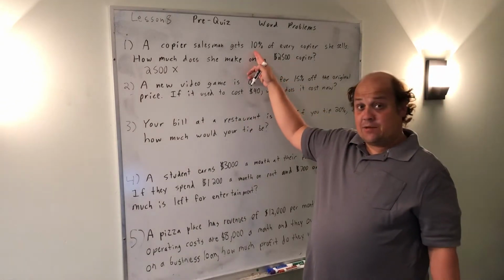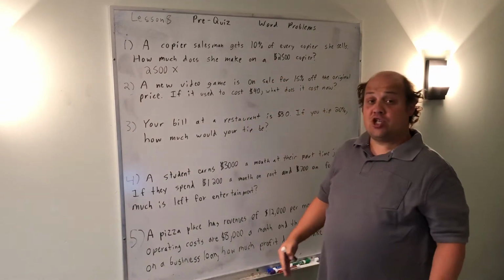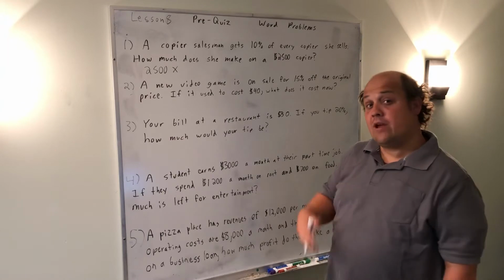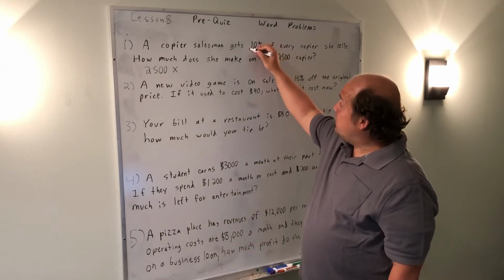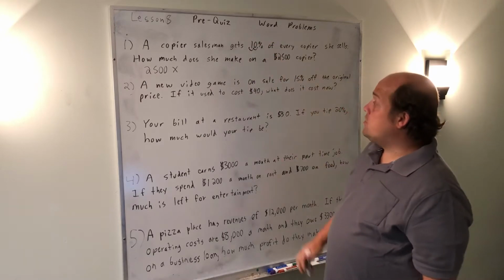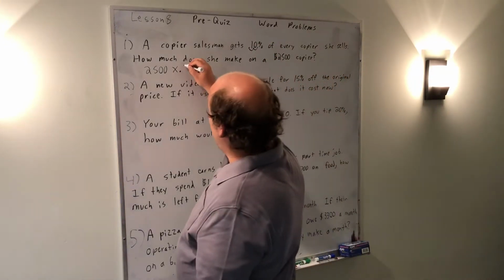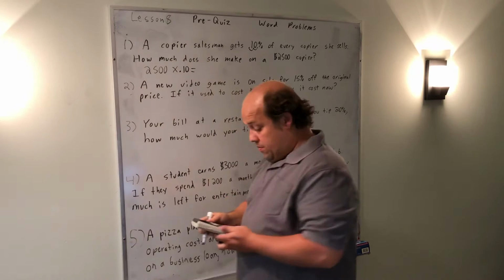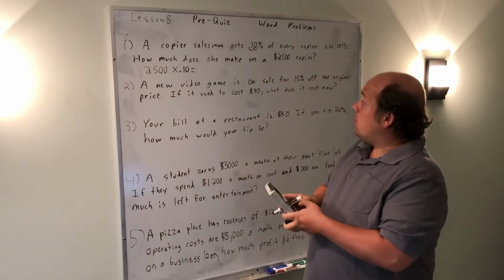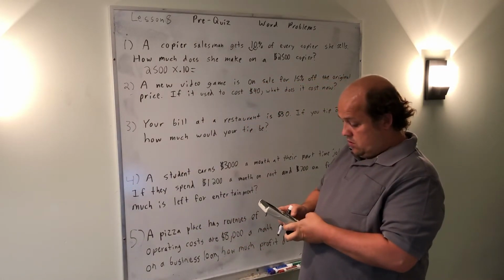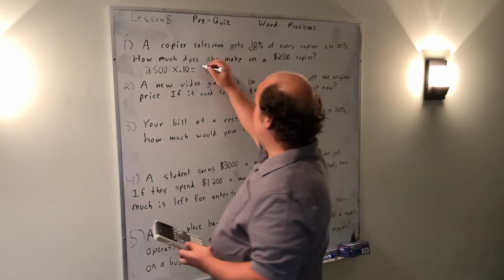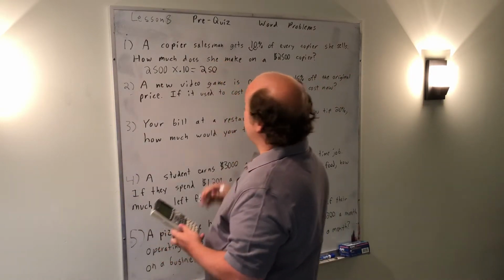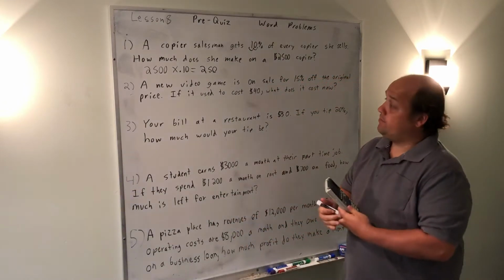10% is what it is as a percent, but when I multiply, I want to change that percent to a decimal. The way that I change a percent to the decimal is I basically move 2 decimal places to the left. So 10% becomes 0.10. If I put into my calculator 2,500 times 0.10, it'll tell me 250, which is the correct amount of money that she makes in commission.